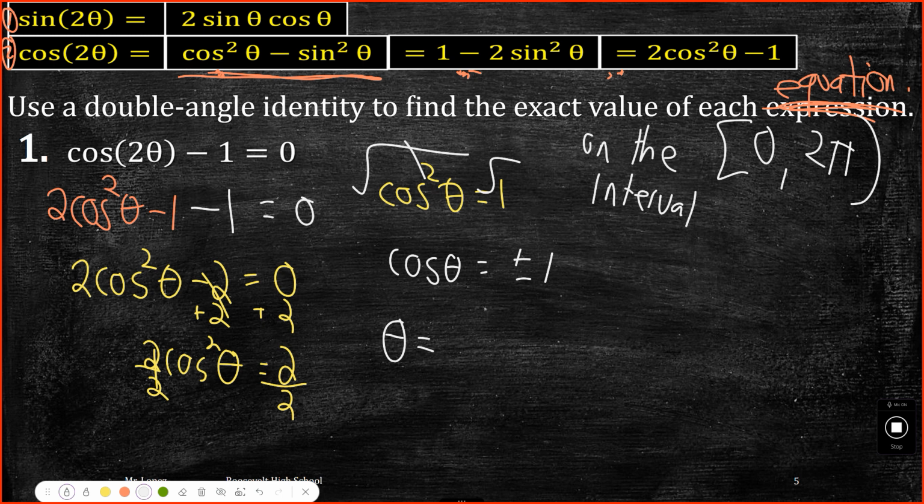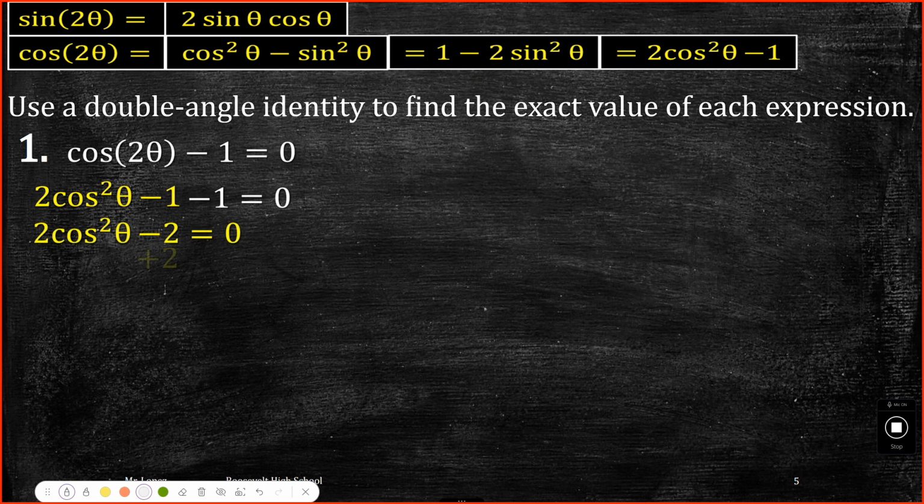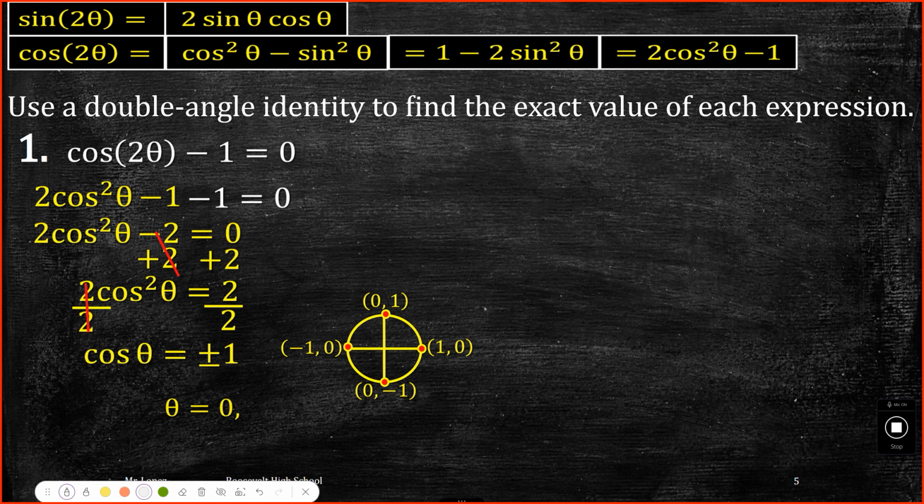So it is going to be pi. Well, isn't it 0 though? First, let's go with 0. Cosine here at 0 is 1, and then at pi is negative 1.